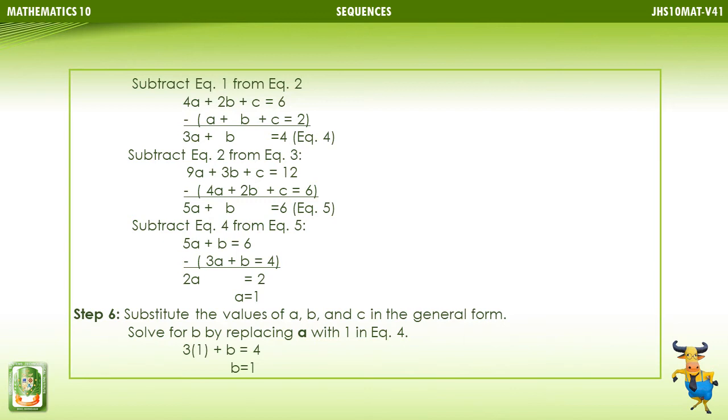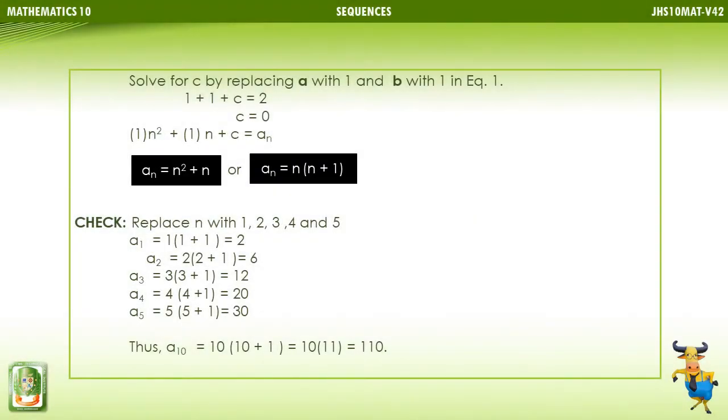Step 6. Substitute the values of a, b, and c in the general form. Solve for b by replacing a with 1 in equation 4. 3 times 1 plus b equals 4. b equals 1. Solve for c by replacing a with 1 and b with 1 in equation 1. 1 plus 1 plus c equals 2. c equals 0. 1 n squared plus 1 times n plus 0 equals a sub n, or a sub n equals n squared plus n, or a sub n equals n times (n plus 1).